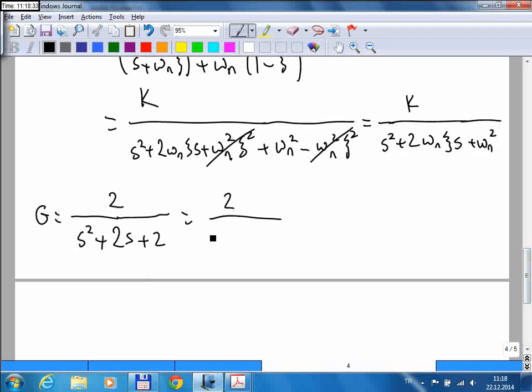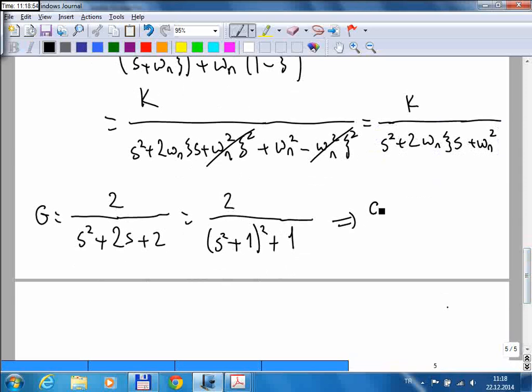2 divided by, I should make it s plus 1 squared. So from here I will get s squared plus 2s plus 1. And I have plus 2 here, so that means I should have another 1 there, right? So which means my A is, that would be confusing, I should write it like that. The poles are at -1 plus minus j.